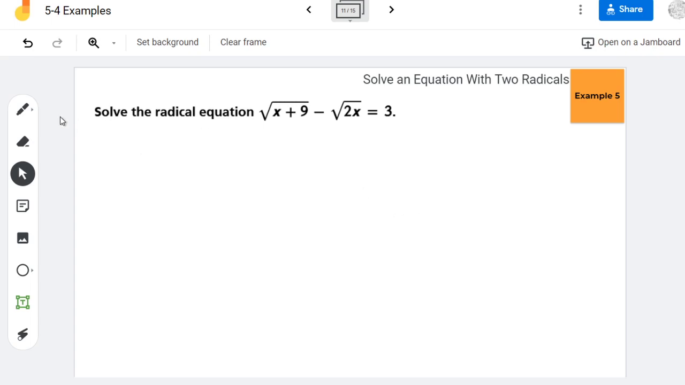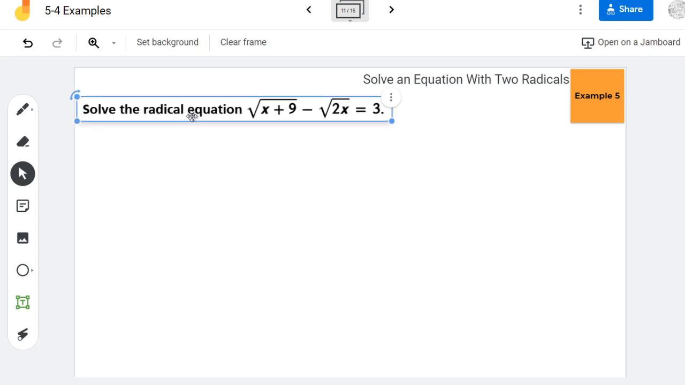I gotta tell you, y'all, sometimes looking at these can feel a little overwhelming, okay? So what I'm going to do is solve this problem, and then I'm going to walk you guys back through it again, just so you can see the overall big picture of it, because there's a lot of steps to this, and it's easy to get lost in the weeds.